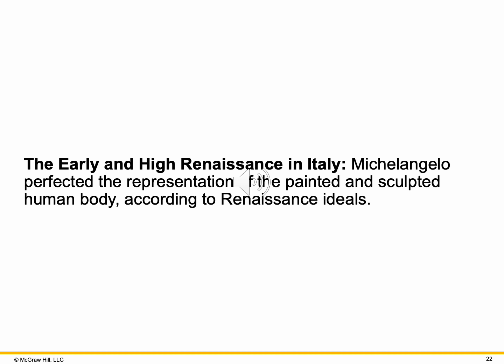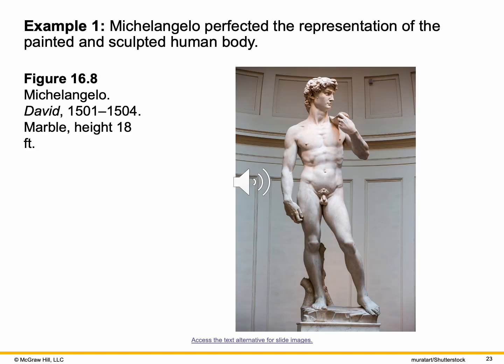Early and High Renaissance in Italy. Michelangelo perfected the representation of the painted and sculpted human body according to Renaissance ideals. Leonardo's rival in greatness was Michelangelo, who began his career in Florence but also worked in Rome. Michelangelo had established his reputation as a sculptor by the age of 25. A year later, he received the commission for a colossal image of the biblical hero David, the subject taken up half a century earlier by Donatello.